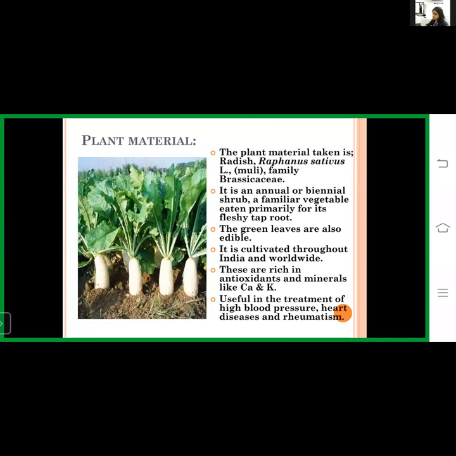Talking about the plant material I have considered for this part of my research work, it is called radish in English, with the botanical name Raphanus sativus, which belongs to the family Brassicaceae and is locally known as mooli. It is an annual or biennial herb, a very familiar vegetable, where the fleshy tap root is used raw or cooked. The green leaves are also edible. It is cultivated throughout India and worldwide. It is rich in antioxidants and minerals like calcium and potassium. It is also useful in the treatment of high blood pressure, heart diseases, and rheumatism.